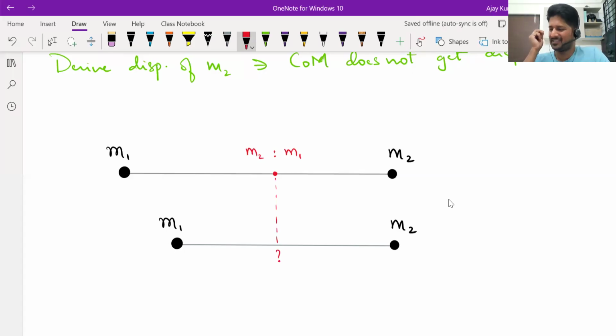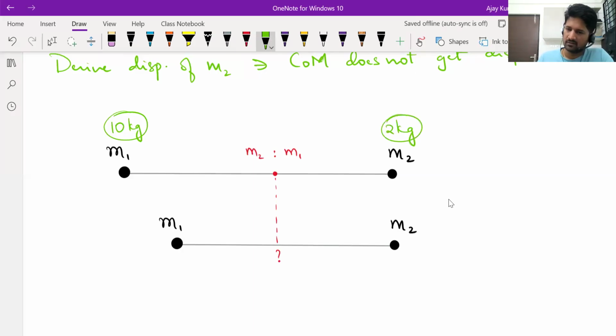What you are saying is something different. That's not what I asked. You are saying where the center of mass lies. Center of mass always is closer to the heavier mass. We still haven't discussed that point, but you are saying that. And suppose this mass is 10 kg. This mass is 2 kg. Center of mass will be closer to 10 kg. That is okay, but that's not what I'm asking. If 10 kg moves to the right side, which way will the center of mass move? Is what I'm asking.